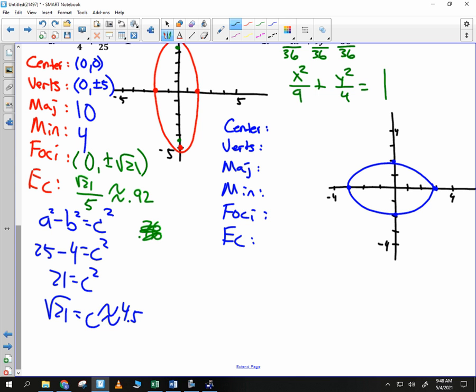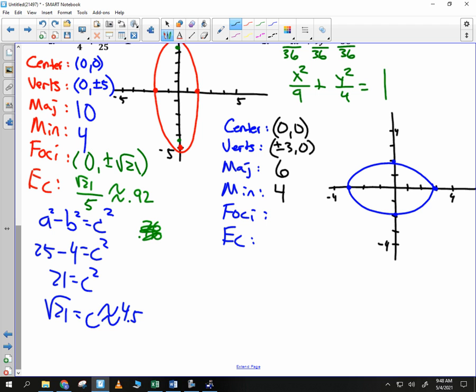Center is 0, 0. Vertices: plus or minus 3, 0. It's okay. Those are the mistakes that people make. Major axis: 6. Minor axis: 4.